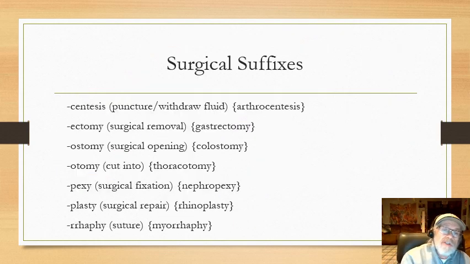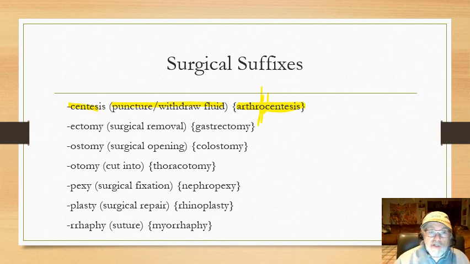We have a bunch of surgical suffixes. Centesis means a surgical puncture to withdraw fluid, such as arthrocentesis. Now we talked about arthro. Arthr means joint. O is the combining vowel. Arthrocentesis is when they take a needle and stick it in the joint to suck out the fluid.